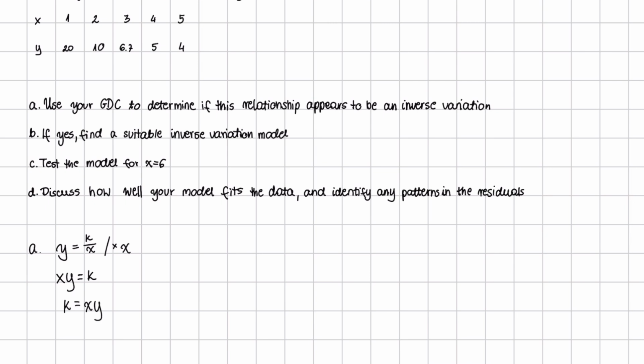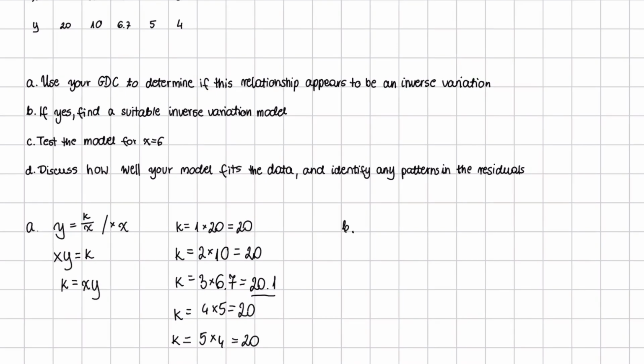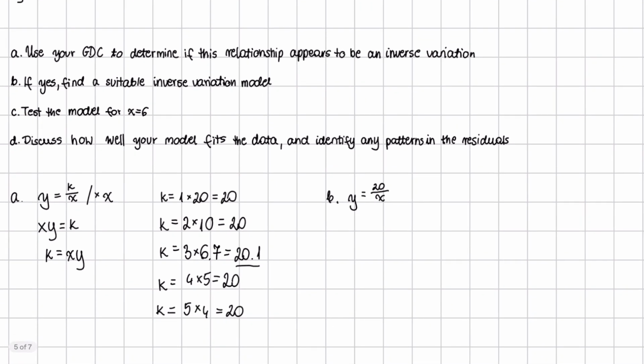And now we can substitute our values. So I substituted all values, and as you can see, our constant is the same. However, here we have 20.1, but in approximation, this is the same. So for our points there is inverse variation between them. And in B, if yes, find a suitable inverse variation model. So it's simply y equals the constant that we found, so 20 over x. So this is our inverse variation model.